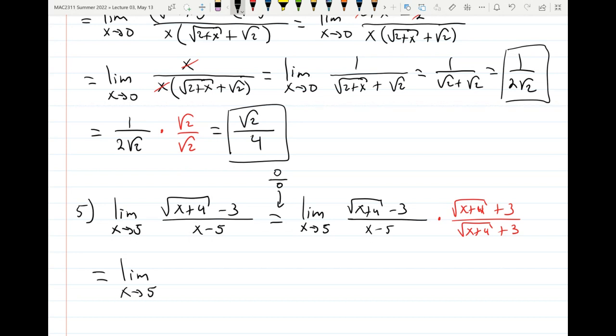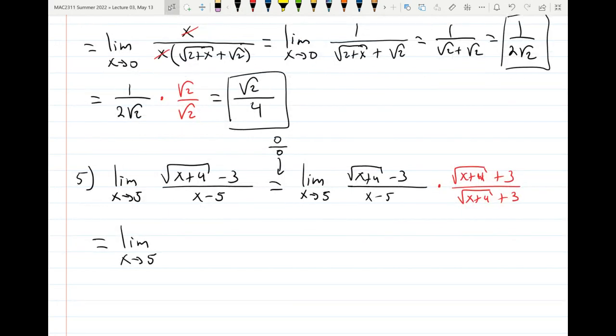Okay, so now on top we have a difference of squares, and as you know, that means the first guy square, which is just x plus 4, minus the second guy square, which is just a 9. And then in the bottom, we just have this product. Don't distribute, because our goal is, remember, to get rid of this guy, this x minus 5. We want to cancel it. That's responsible for this 0 down here. Square root of x plus 4 plus 3. Okay, so on top, we have now x plus 4 minus 9, so that's x minus 5.